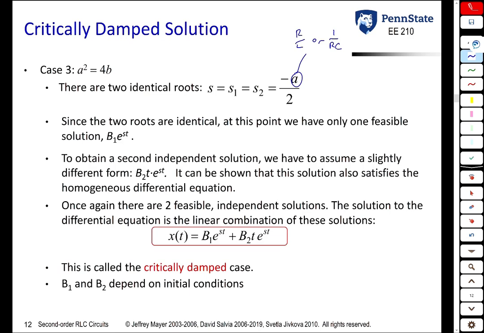Because these two roots are identical, at this point you have only one feasible solution. Let's call it B1 e to the st. But once again, if you remember from Math 250, in the critical damping case, you get a second solution of B2 t e to the st. And so your total solution now is going to be some linear combination of some constant b1 e to the st plus b2 t e to the st. For example, it might be 5 e to the minus 4t plus 6t times e to the minus 4t would be a typical response. And these b1 and b2 coefficients will depend upon the initial conditions. We haven't gotten there yet. But bottom line is this is what we call the critically damped case.